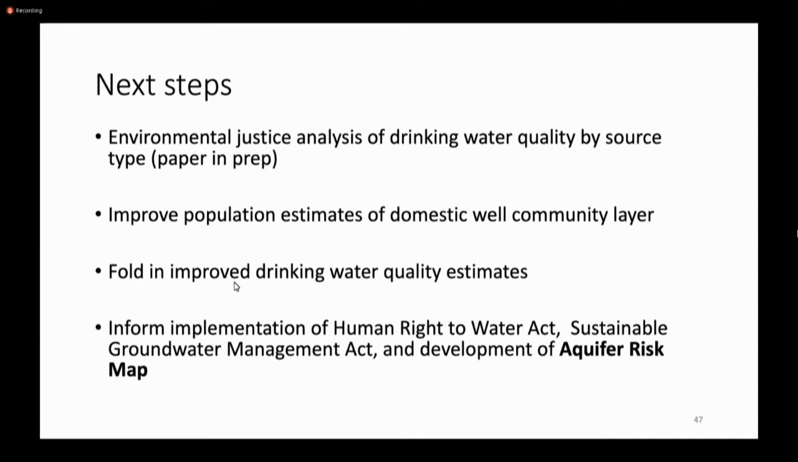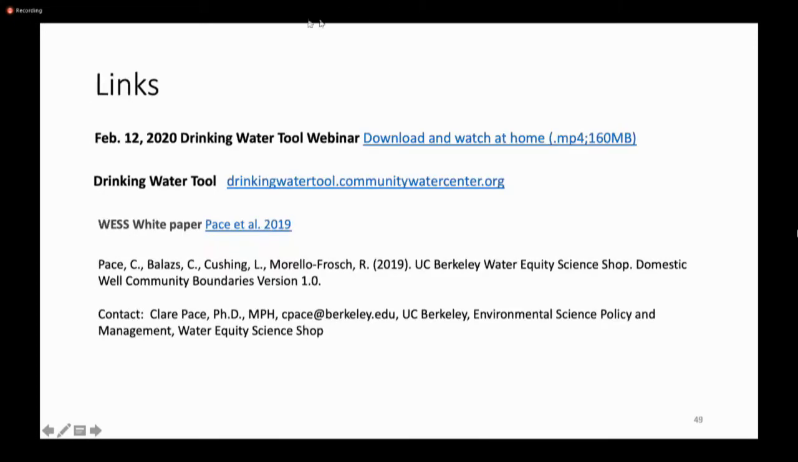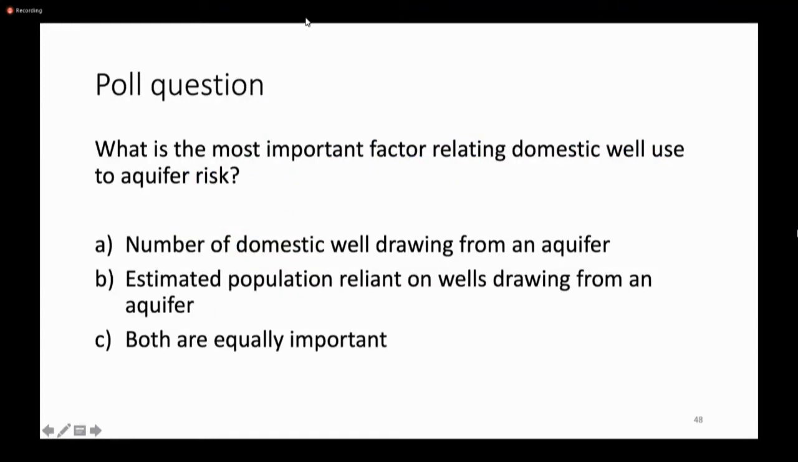So with that, I want to take a little bit of time to receive feedback. We're thinking about ways that the domestic well layer could be useful in developing this aquifer risk map, and in particular, how the domestic well layer can be used to define aquifer risk. So I'm going to put up a poll question that asks for feedback on what you feel are the most important factors of domestic well use related to aquifer risk.